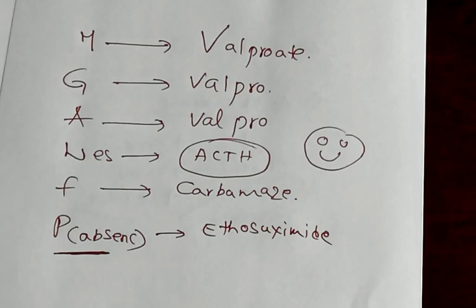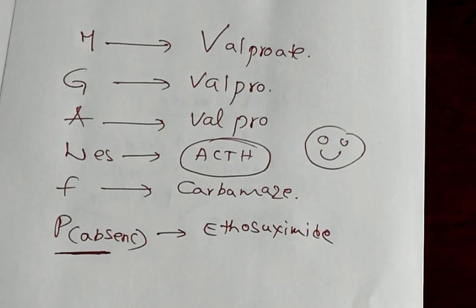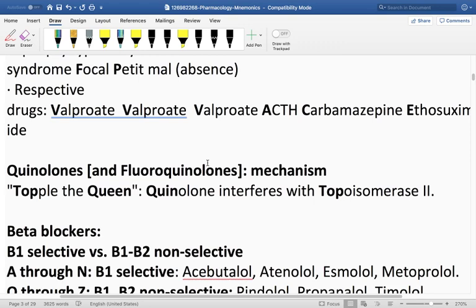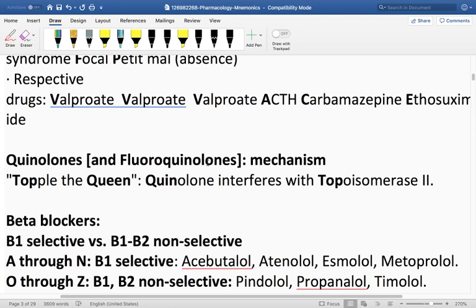Got it? Now doctor, let us continue our journey. Quinolones, what will you remember? Quinolones, you should remember that topple the queen is the way to remember. So quinolone interferes with topoisomerase 2. That's what you should be able to remember and reproduce and recall.